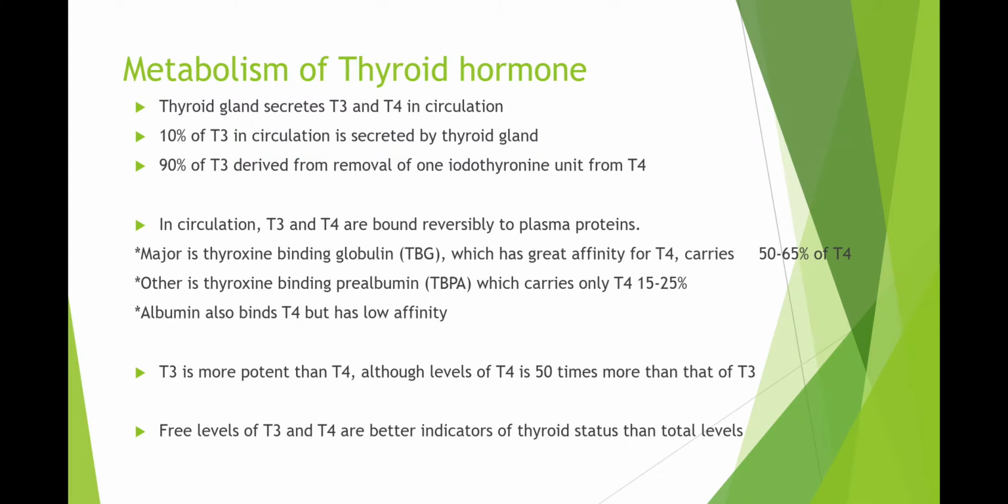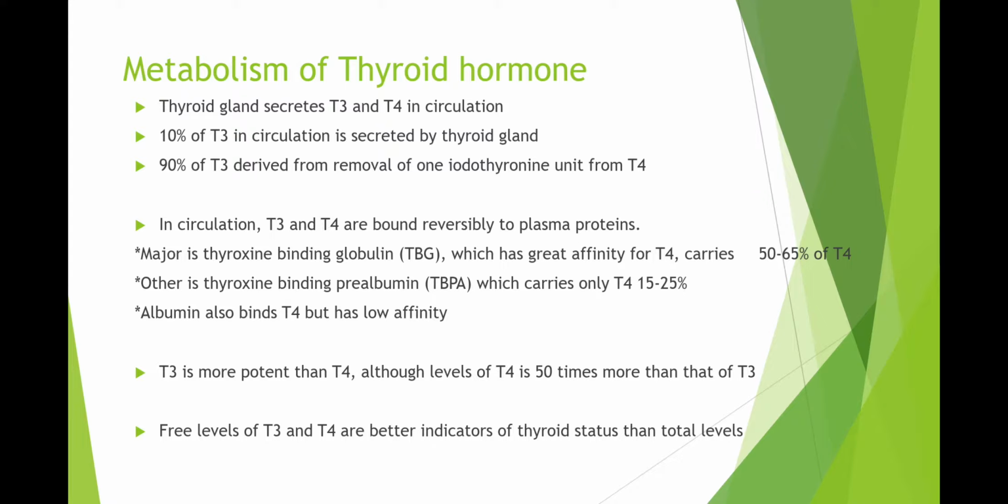Metabolism of thyroid hormone. Thyroid gland secretes T3 and T4 in circulation. 10% of T3 in circulation is secreted by the thyroid gland, while 90% of T3 is derived from the removal of one iodothyronine unit from T4.